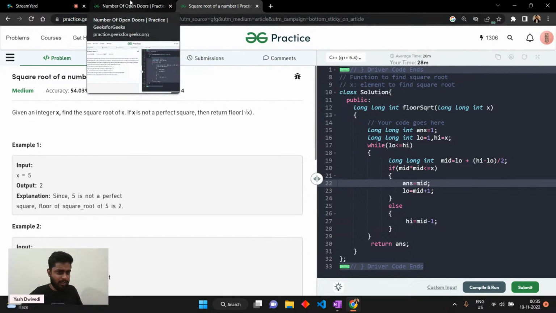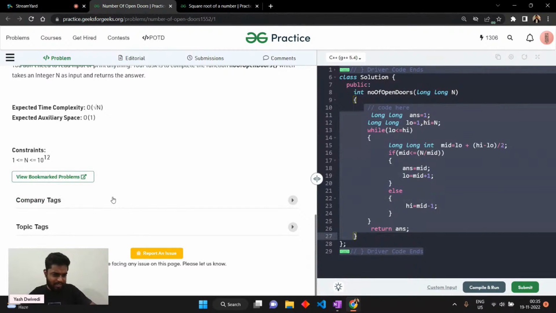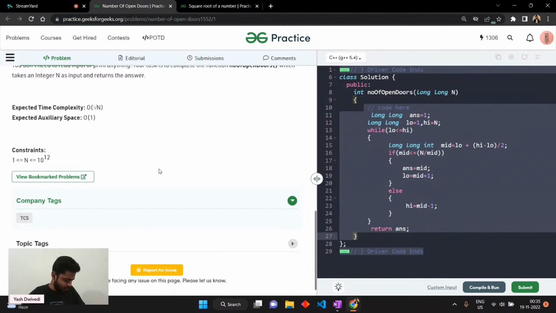So these were the problems. This was the problem that I discussed. It has been asked in TCS, but I think it can be asked in other companies as well.